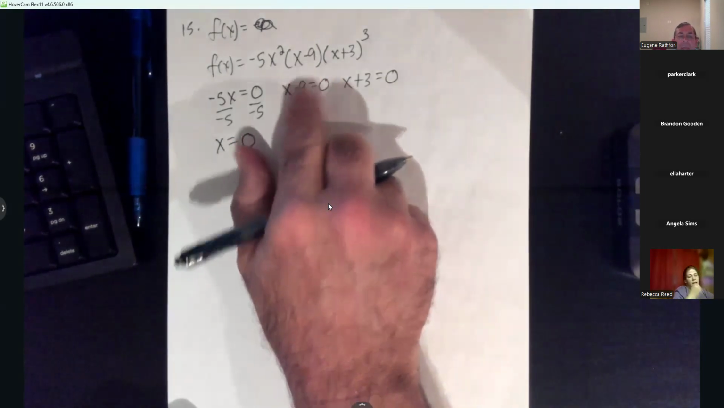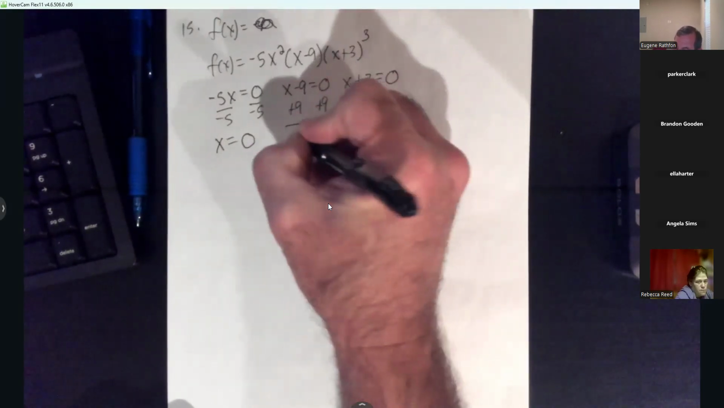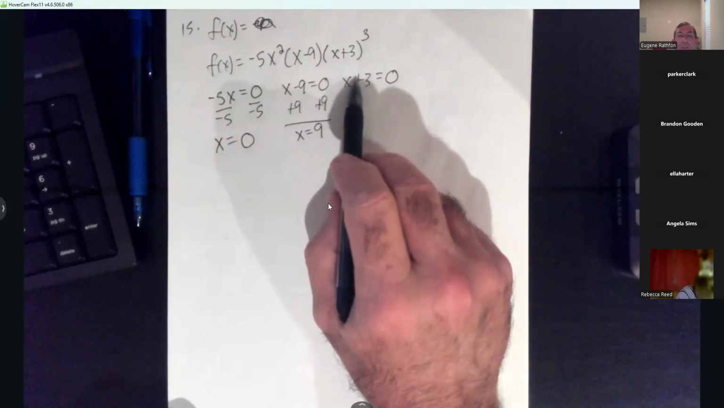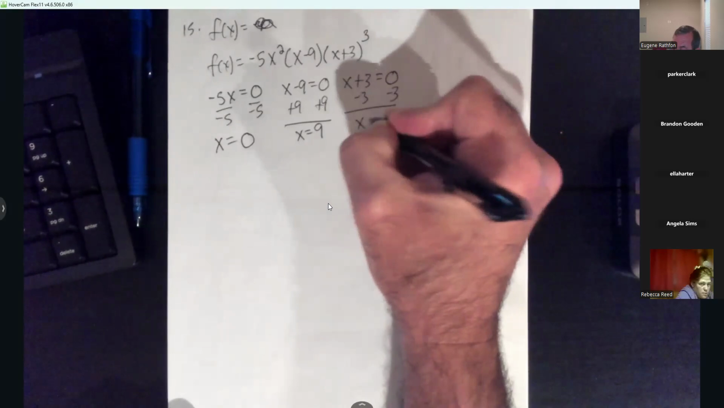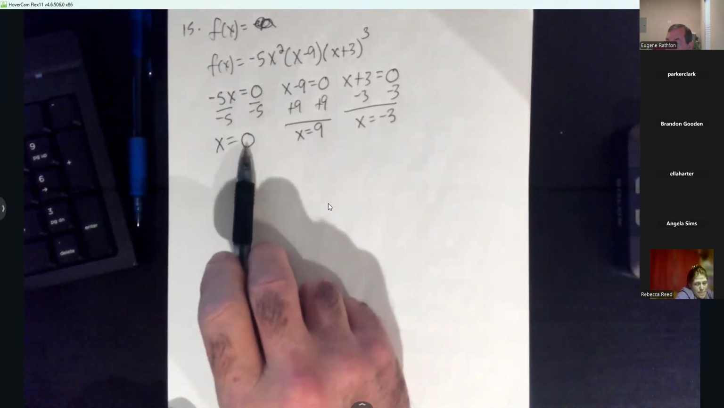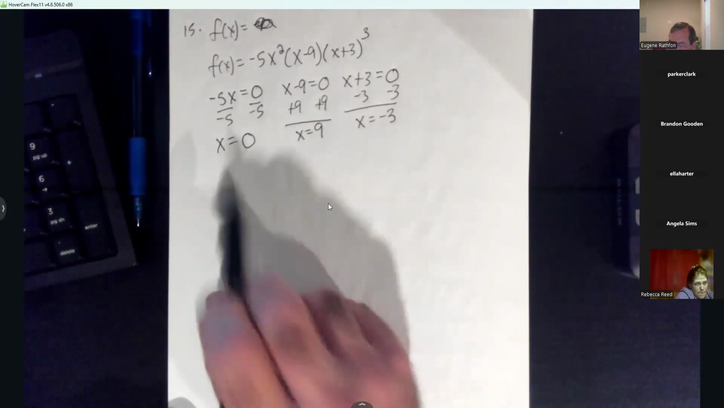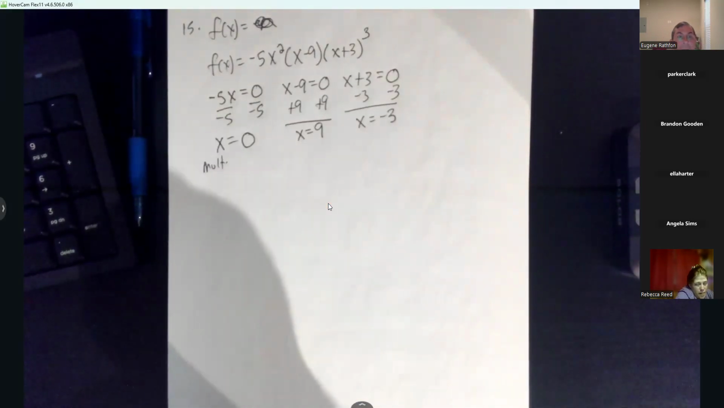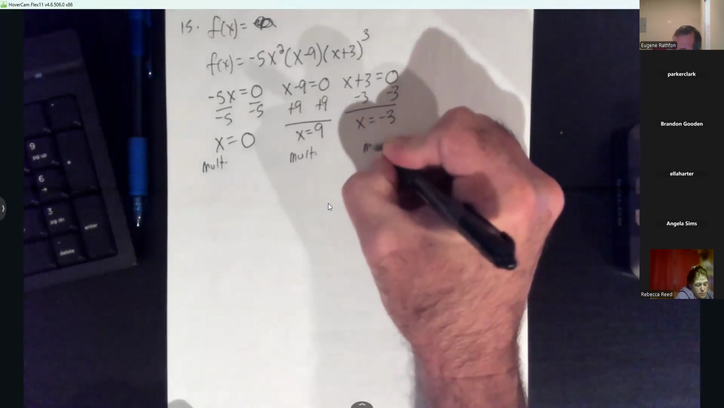Here, to solve the second factor, I'm just going to add 9. And again, x is a positive 9. And then my third factor was x plus 3. I'm just going to subtract 3 and get x is a negative 3. So here's the question. This 0 of a 0, what is its multiplicity? And then we'll do that for this one, and then for the third one.